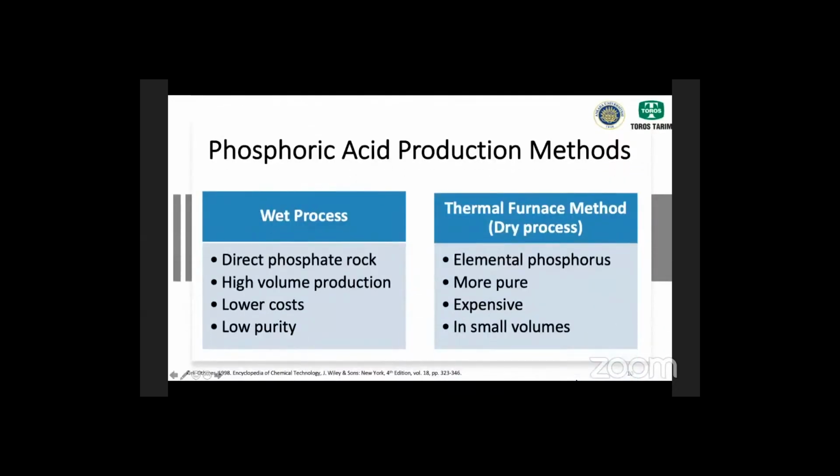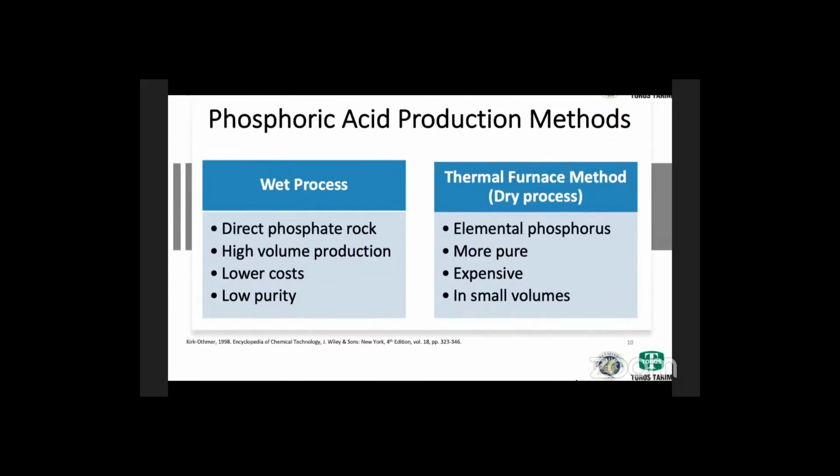In the world, phosphoric acid is produced by wet and dry processes. In the wet process, you can use phosphate rock directly and obtain high volume production, but low purity. In the dry process, you can use elemental phosphorus and get a more pure product, but this process is both expensive and the product volume is small. For this reason, 90% of producers prefer wet process production.